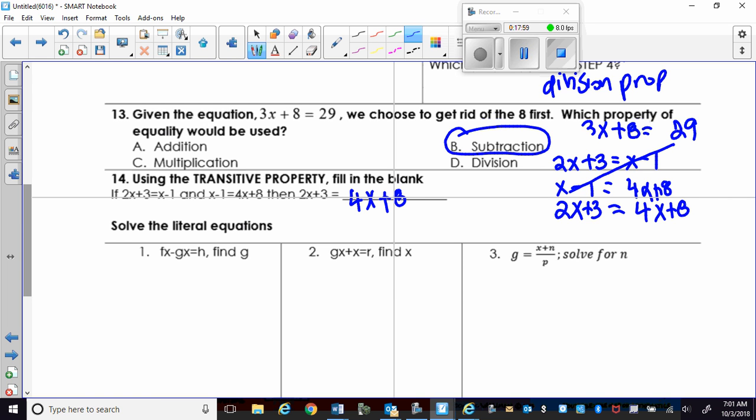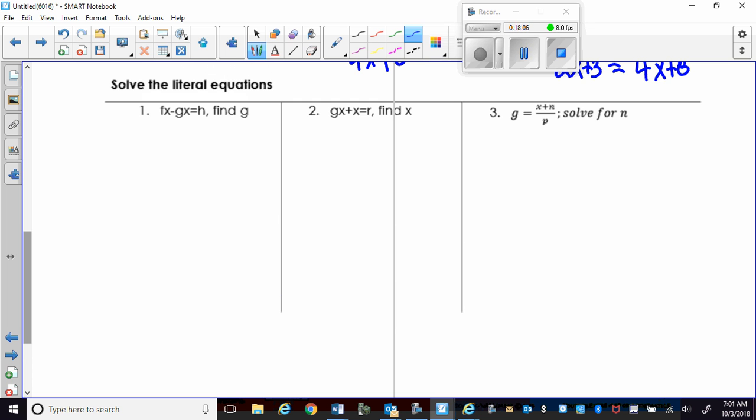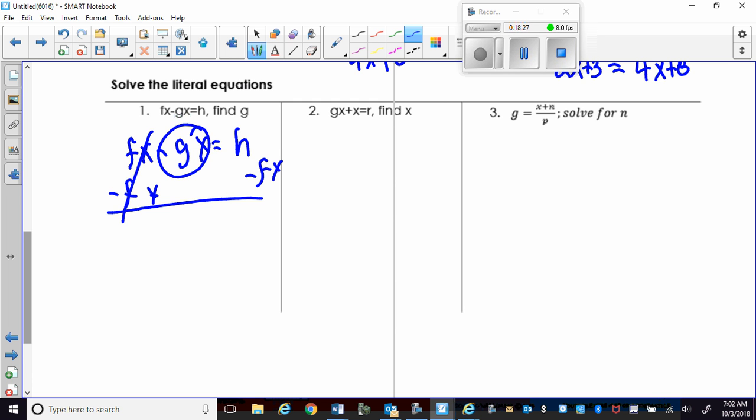Okay? So next one, last 3. I'm going to solve literal equations. Number 1 is a special case because you're going to be reverse distributing to solve for g. So we have fx minus gx equals h. Solving for that g term, so I'm going to subtract fx on both sides. They go away. Negative gx comes down, equals h minus fx.